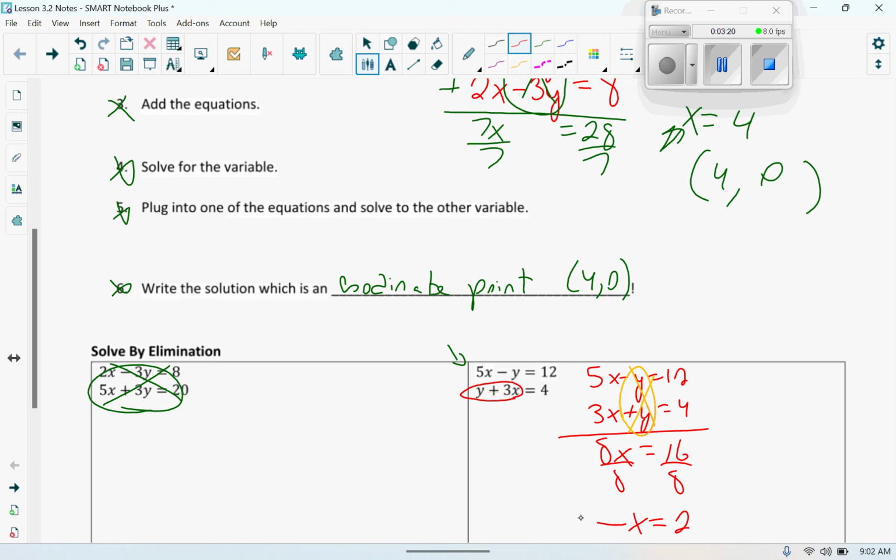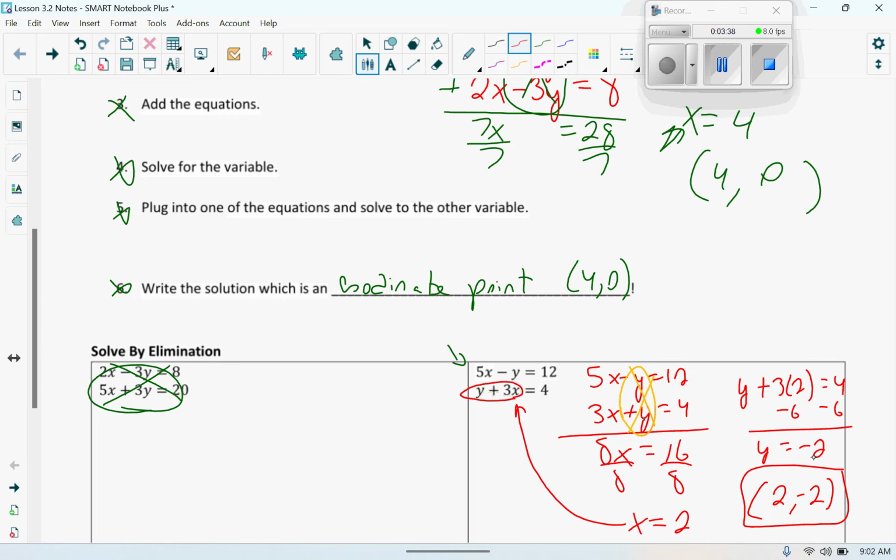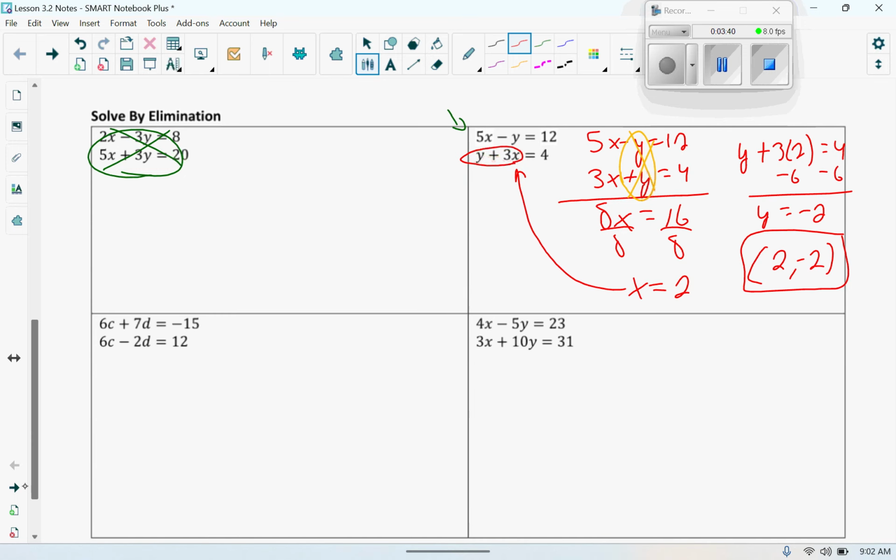So again, you can plug it in anywhere. I think I'll just plug it in right there. So y plus, let's see, 3 times 2 is equal to 4. That's 6. I'm going to subtract 6. And y is equal to negative 2. Okay, so my coordinate point is going to be 2 comma negative 2. That's my final answer.